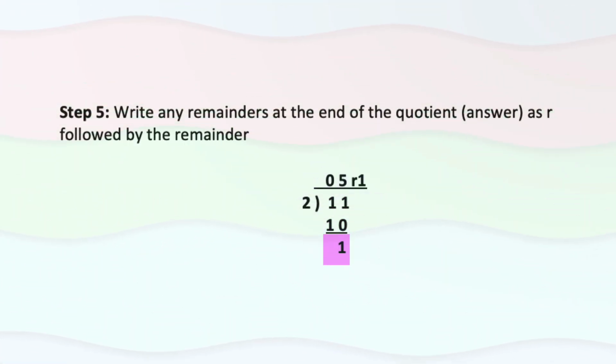Step 5. Write any remainders at the end of the quotient, the answer, as r followed by the remainder. In this case we have 5 remainder 1.